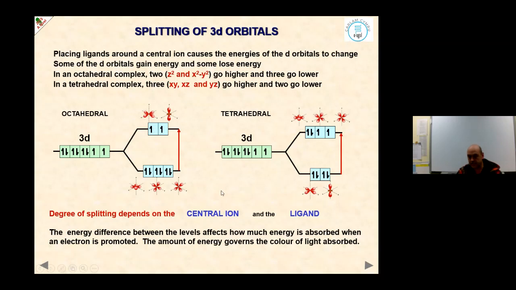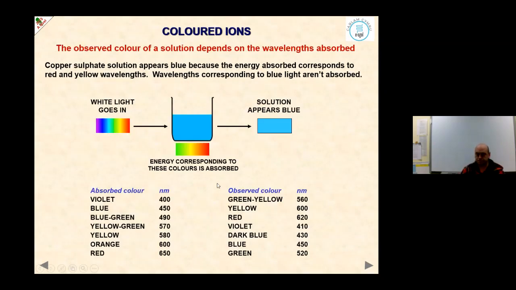Now that energy actually corresponds to visible light. So you can see here, I've got white light going in. And if we look at the white light that passes through our solution, we can see that some wavelengths of light have been absorbed, and the ones that have been absorbed I've marked here. So we've got green, yellow and red being absorbed, but blue isn't. And so when we look at our solution, it will appear blue.